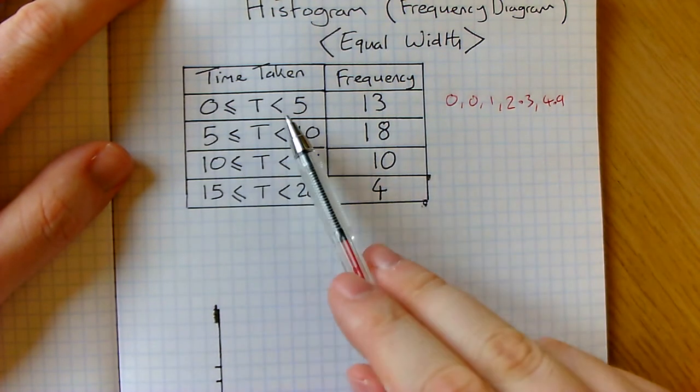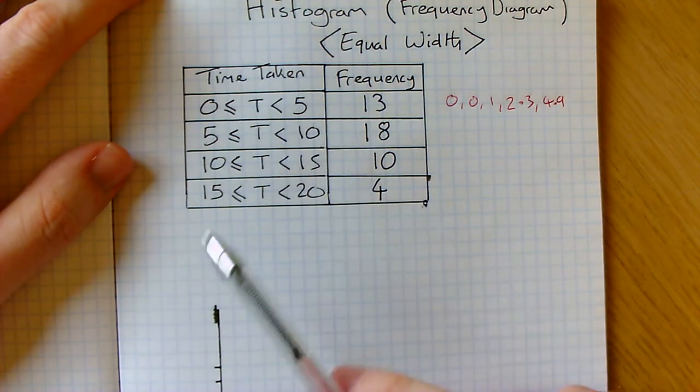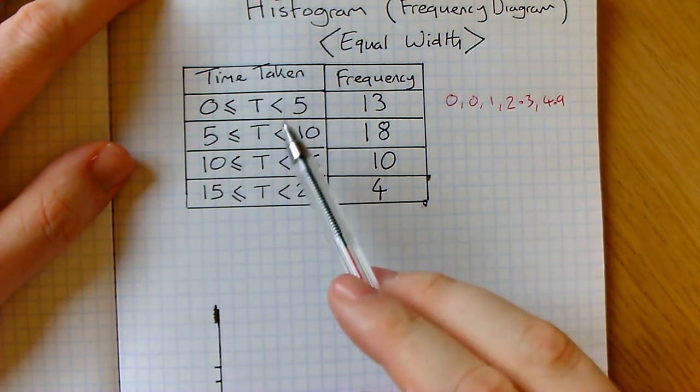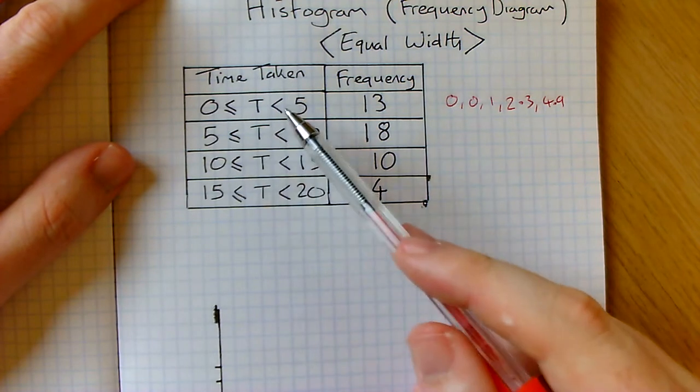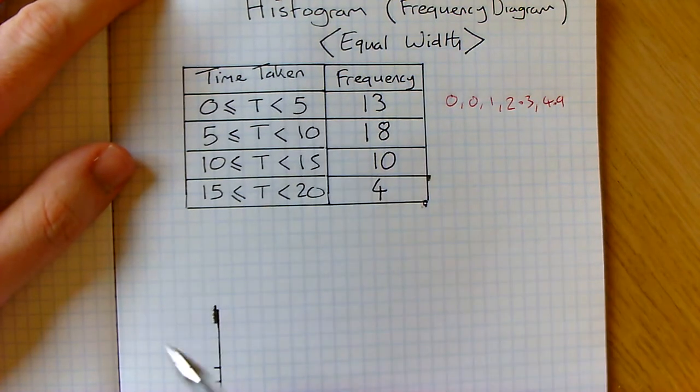Now just remember, 5 appears here, 5 appears here. This is obviously grouped frequency. 5 on its own would be in this category, not this category. This is technically less than 5.